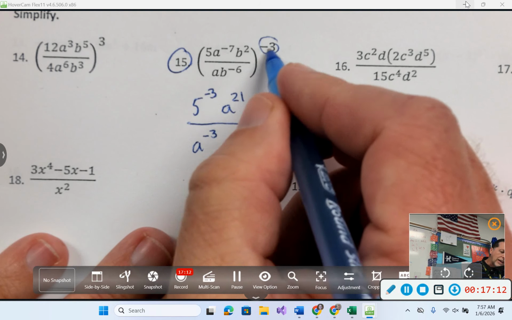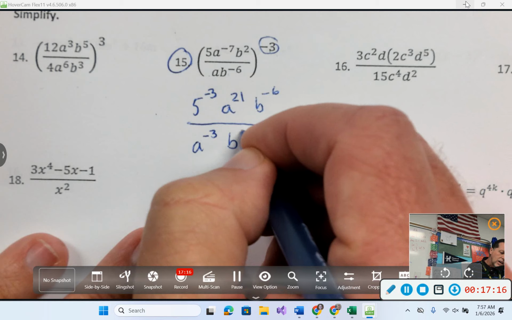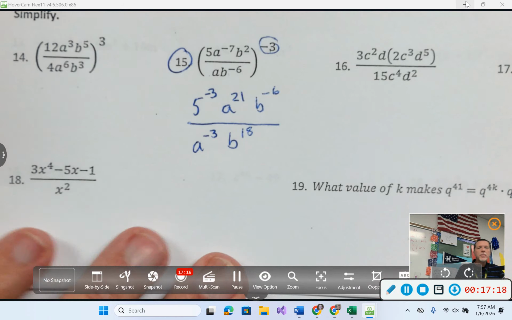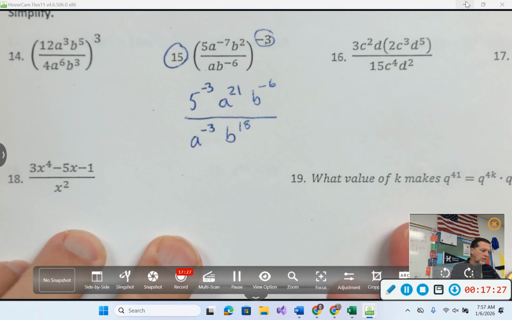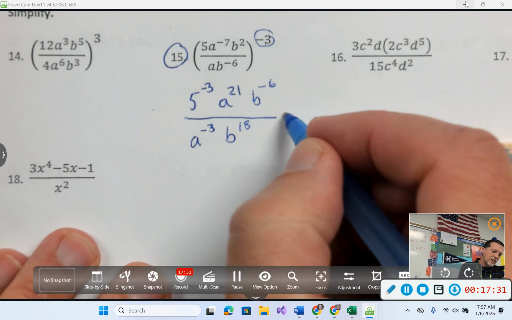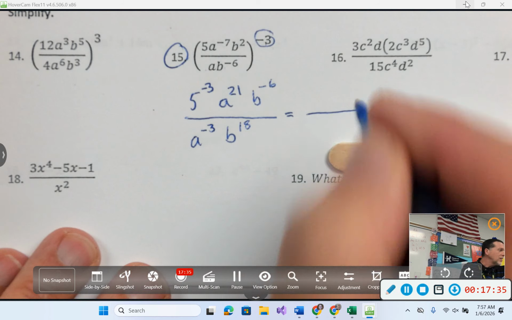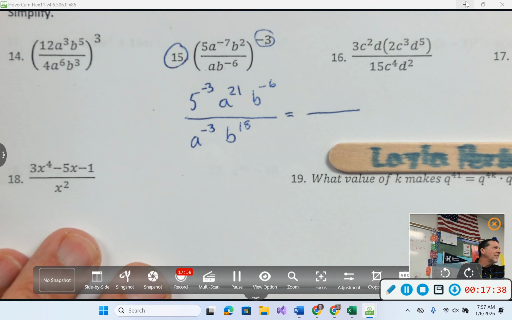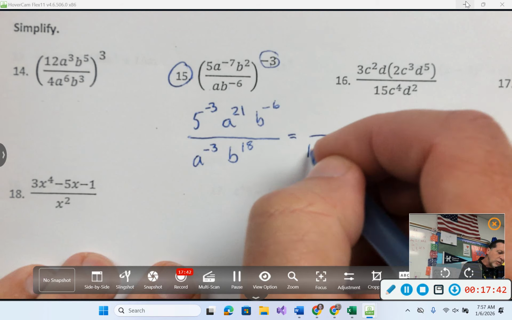Well, hold on a minute. I got that negative 3 needs to go to everything. Oh, shoot. So that's b to the 18th. Yeah, I saw what you were looking at. Okay, so, goodness. What do I do with that 5? Flip it. And do you know what 5 cubed is? Very nice. So 125 in the bottom.